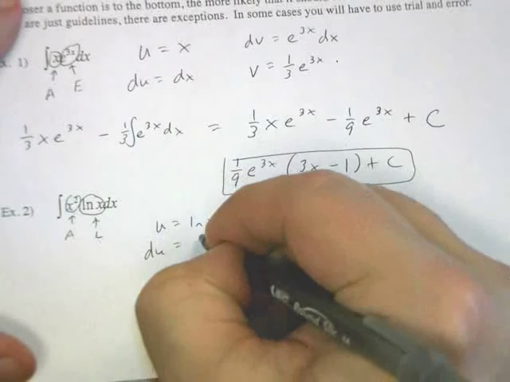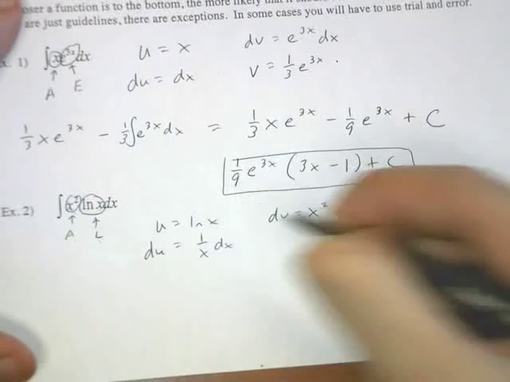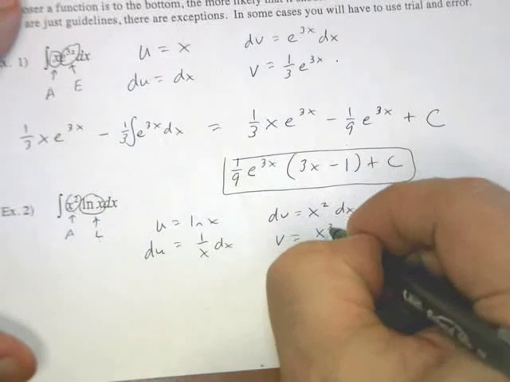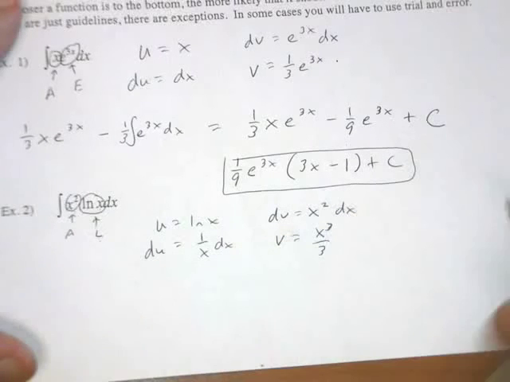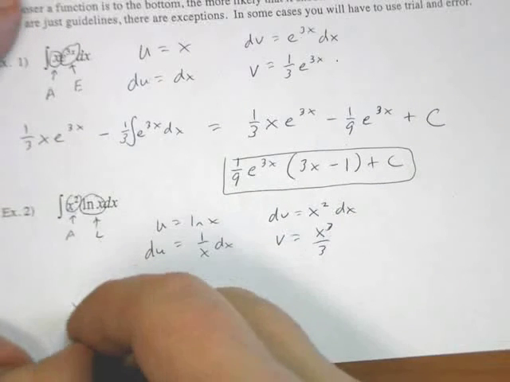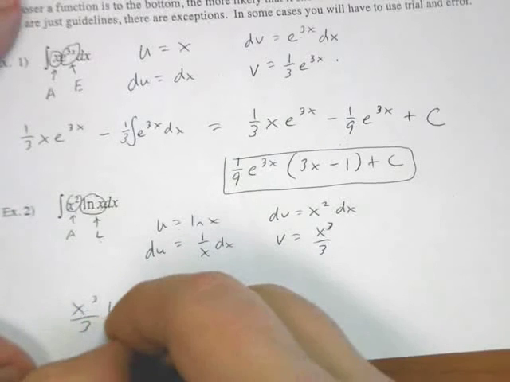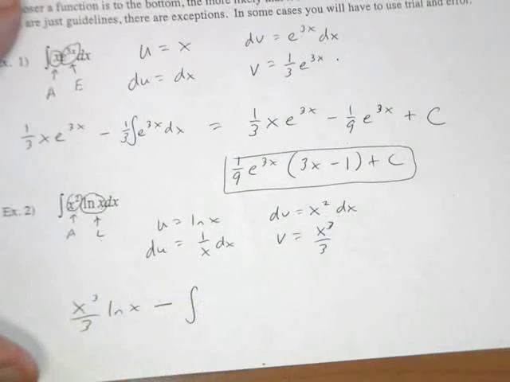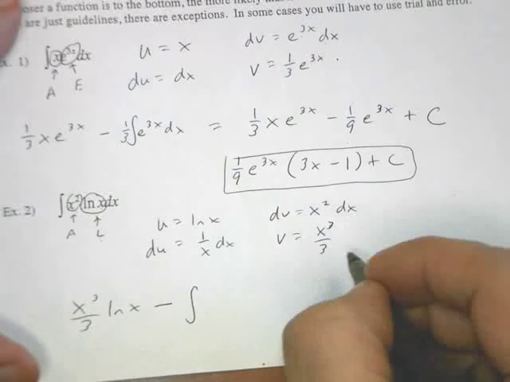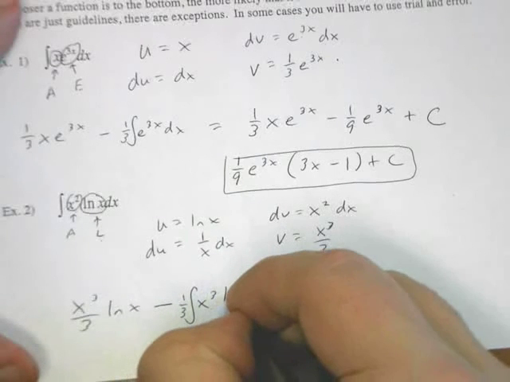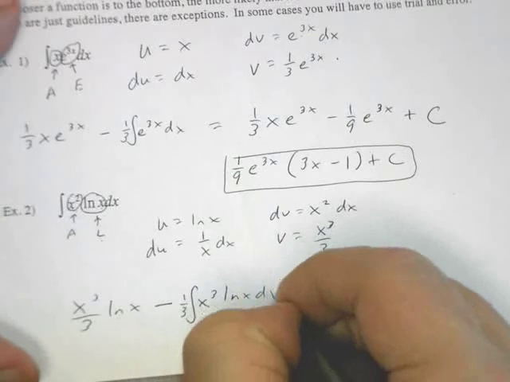Okay, my du is 1/x dx. My v is going to be the integral of x squared, which is x cubed over 3. Okay, so now I'm ready to do u times v, x cubed over 3, times the natural log of x, minus the integral of v du. So I can go ahead and take the 1/3 out, then I have x cubed, and I have the natural log of x dx.